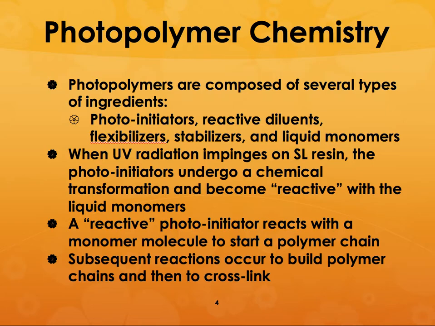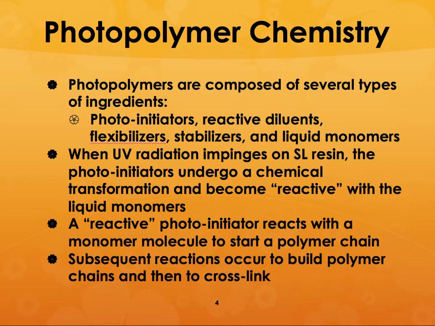So what do you have in these photopolymers? They are composed of several types of ingredients. They have photoinitiators, they have reactive materials that are added to reduce the viscosity of your material. Then you have flexibilizers so that the material is flexible as soon as it is made, but after it is made, if you do post curing at an elevated temperature, then it can become hard and strong. Then you have stabilizers, and you also have liquid monomers.